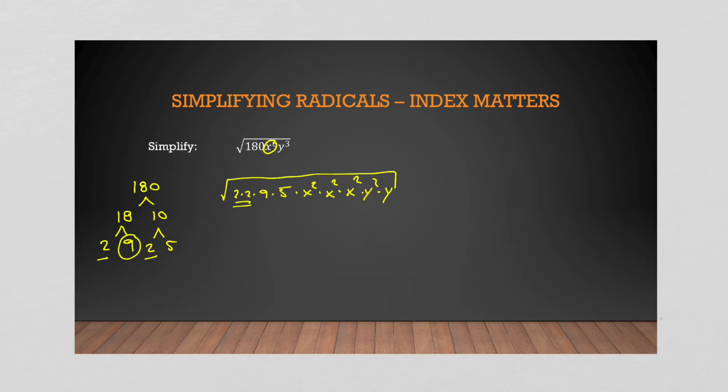The square root of 9 is 3. The square root of x squared is x. The square root of x squared is x. The square root of x squared is x. The square root of y squared is y. Nothing else can come out. So what's left on the inside? A 5 and a y. So what we end up with is 6x cubed y times the square root of 5y.